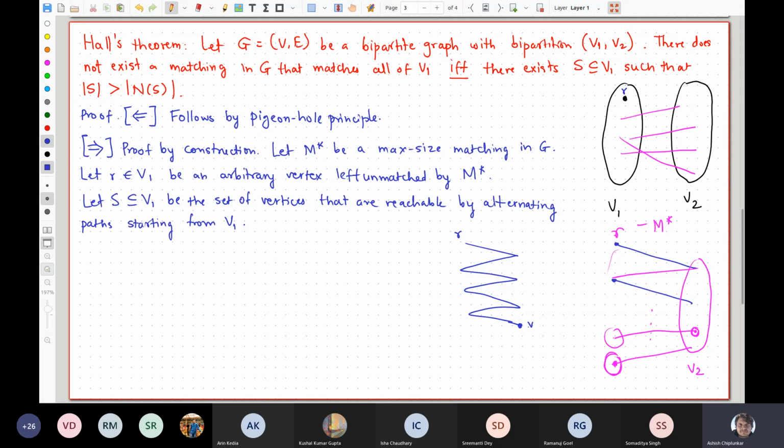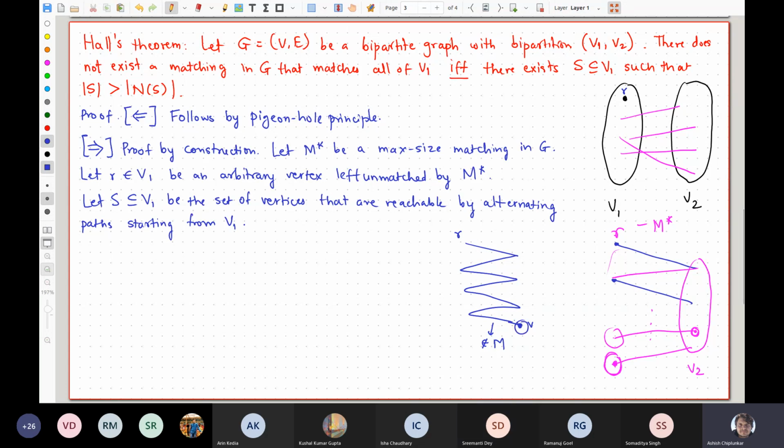By the way, when you have reached V, you know that this edge is not in M. Right, Shrimanti? Yes, sir. So you know that this edge is not in M. So if you want to extend this alternating path further, you need to take an edge in M necessarily. And now you are saying that you are not able to take an edge in M. What does that mean? It means that V is an unmatched vertex.